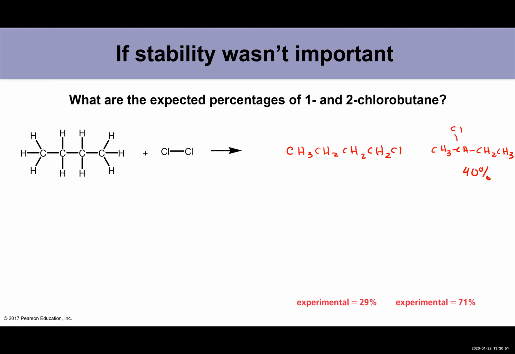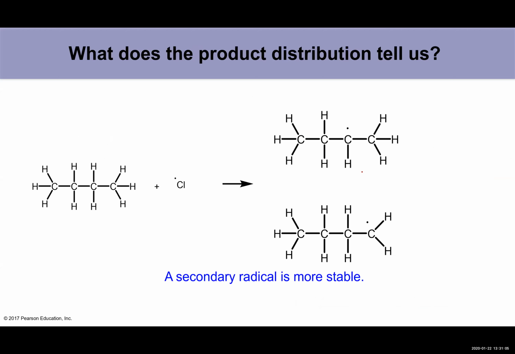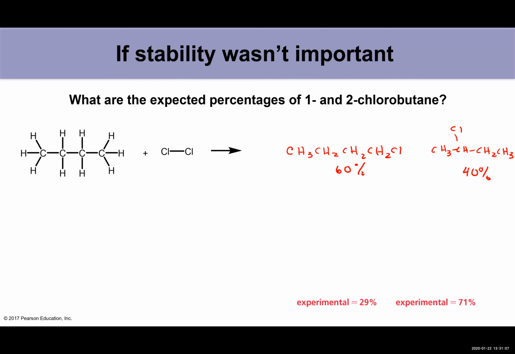And then of the primaries, you'd expect it to be what? The other 60, right? This is 40, so that'd be 60%. You would expect this to be 60%. But experimentally, this is 29%. And this is 71%.